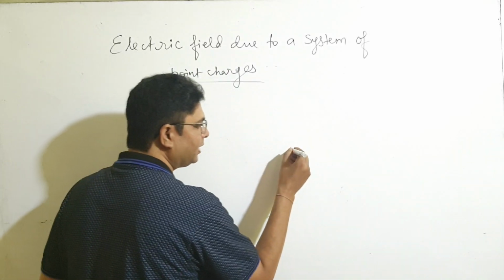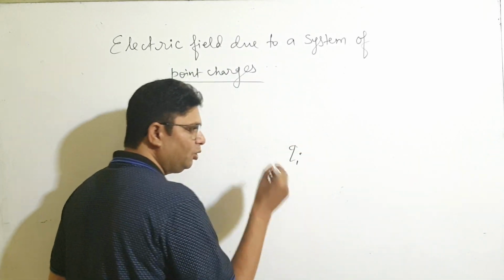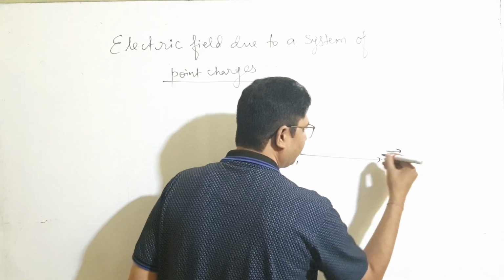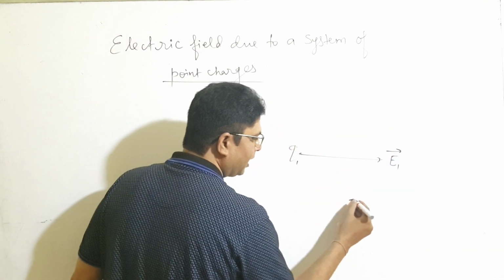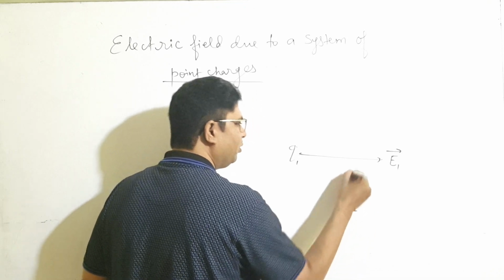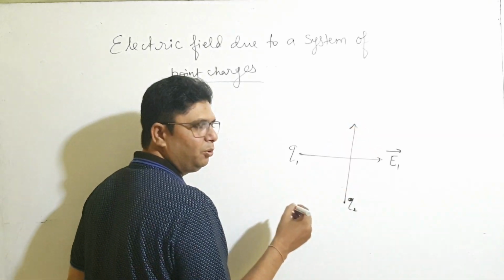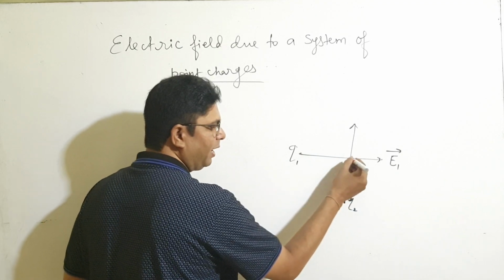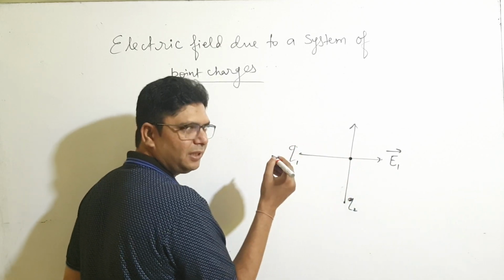Let us have charge Q1. Q1 charge produces electric field which is said to be E1. Let us have a charge Q2 here. It produces electric field known as E2. Let these two electric fields come at this point. We require the resultant electric field at this point.